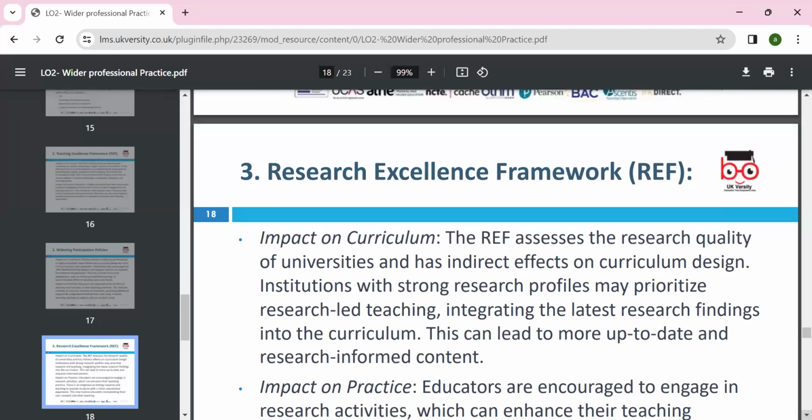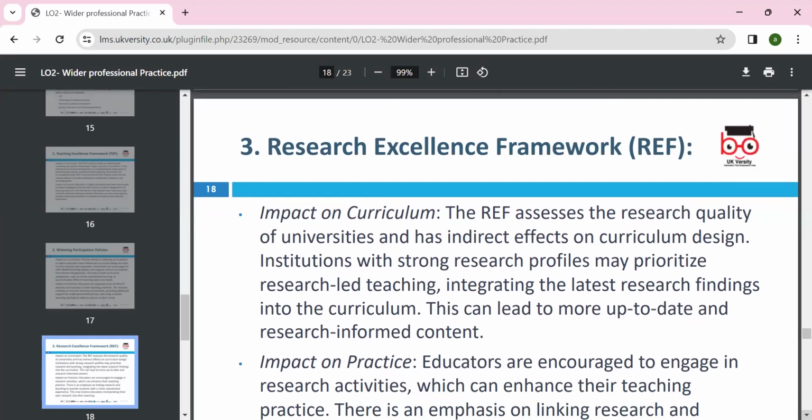Okay, so the Research Excellence Framework, REF, impact on the curriculum: it assesses the research quality of universities and has an indirect effect on curriculum design. Institutions with a strong research profile may prioritize research-led teaching. Normally in universities, you only teach 8 hours. The rest of the time, you focus on research, and the research findings are embedded in your teaching. So in most research universities, teachers only teach 8 hours a week.